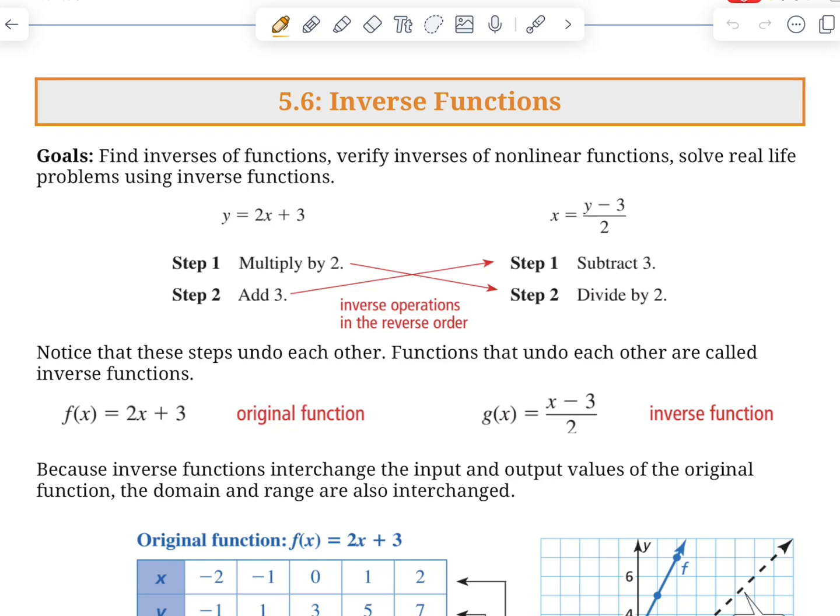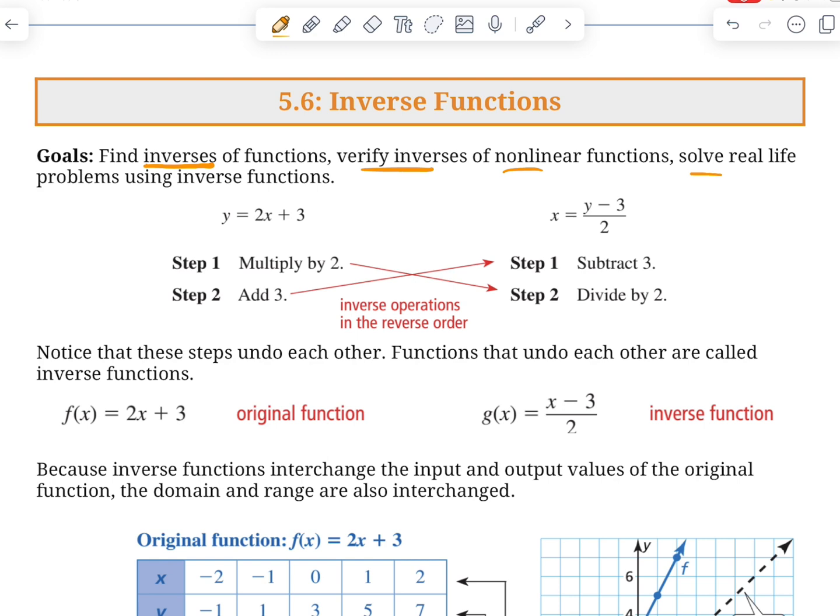Back for the last topic of this unit, most likely, inverse functions. Today our goal is going to be to find inverses, whatever those are, verify them, especially with nonlinear functions, and hopefully solve maybe a real-life problem that involves inverse functions. Definitely those first two things.